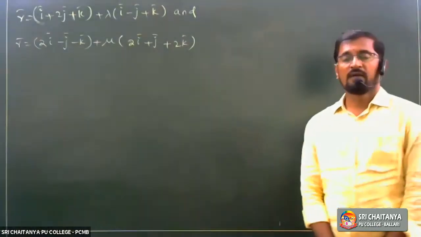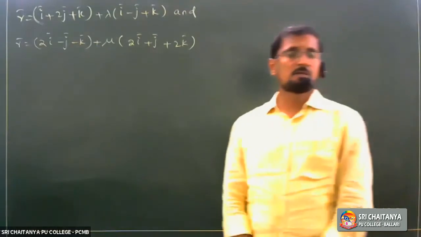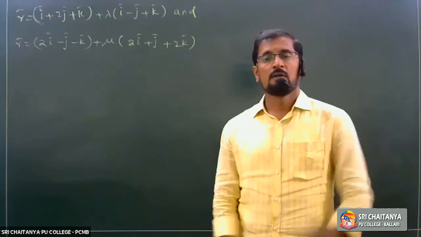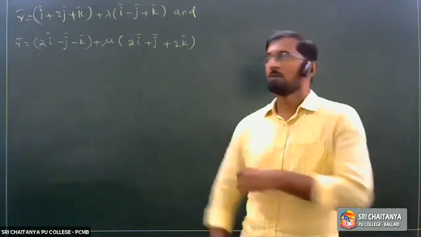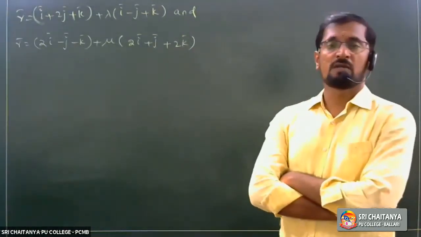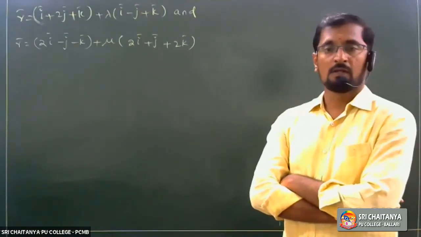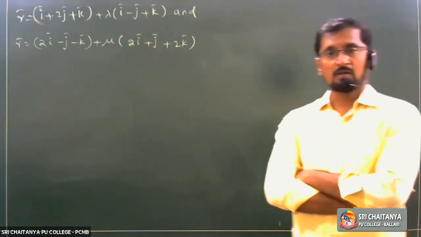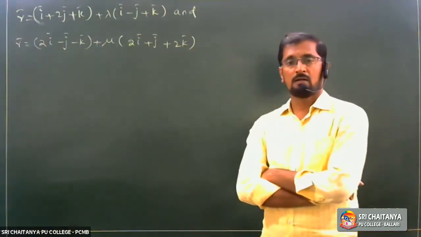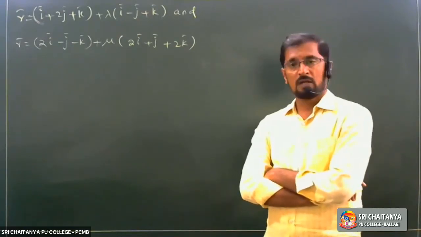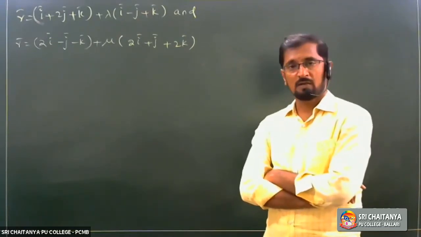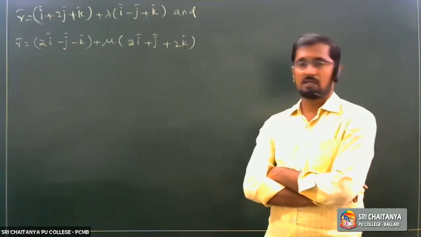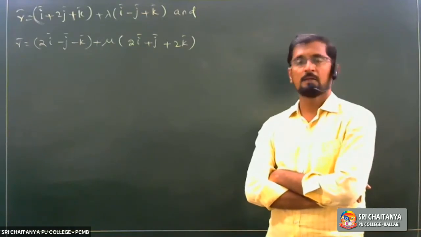Find the shortest distance between two lines: R bar equals i plus 2j plus k plus lambda into (i minus j plus k bar), and R bar equals 2i minus j minus k bar plus mu into (2i plus j plus 2k).